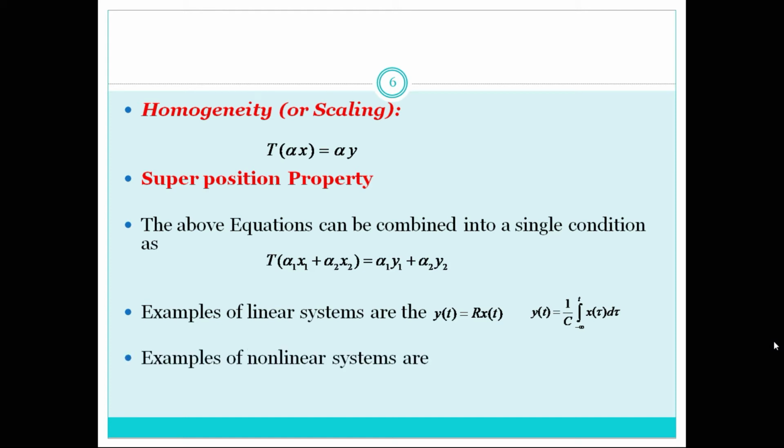And coming to nonlinear systems, y is equal to x square. For example, if I increase x to twice, y will become 4 times x square. So we can say that y is equal to x square is a nonlinear system. Even y equal to cos x is another example of a nonlinear system. So this is called linear and nonlinear systems.